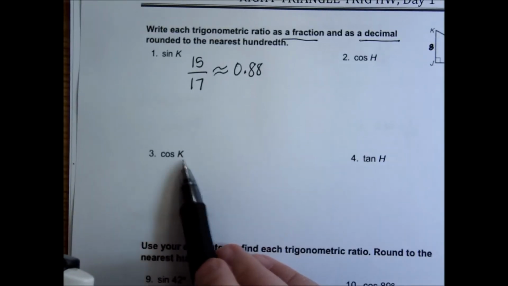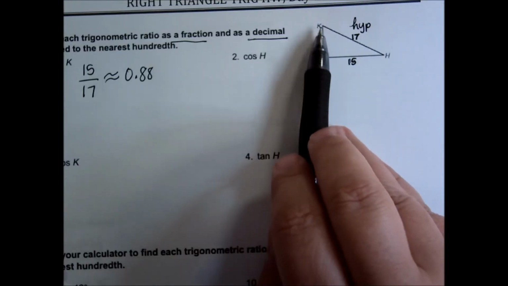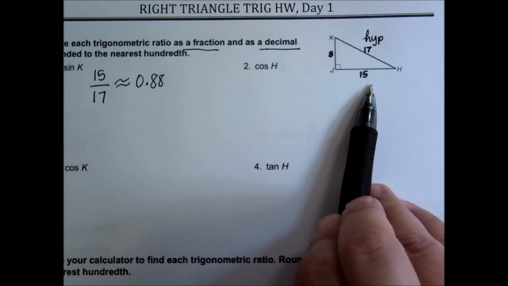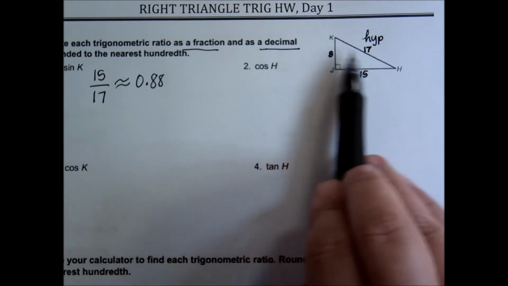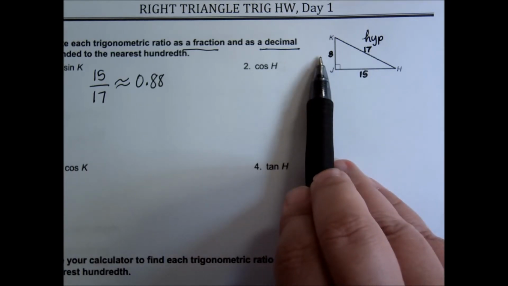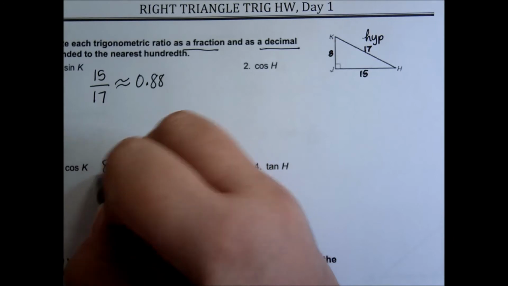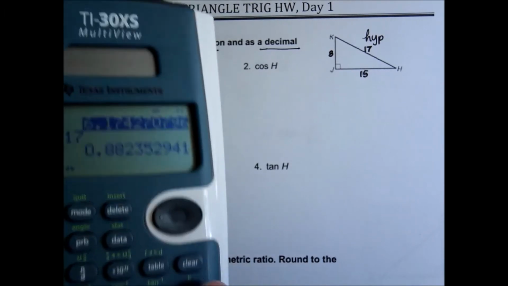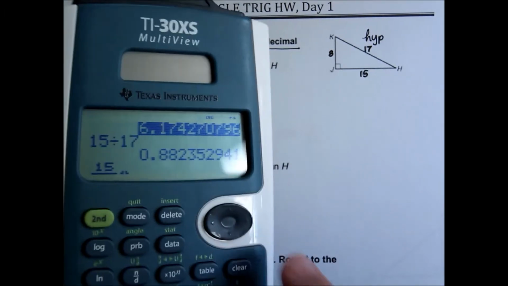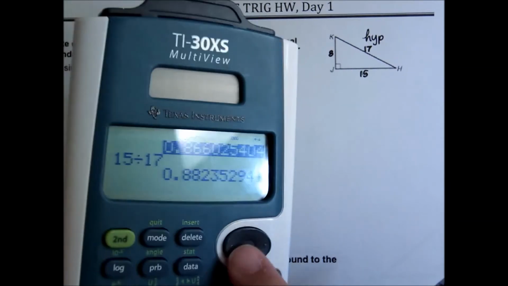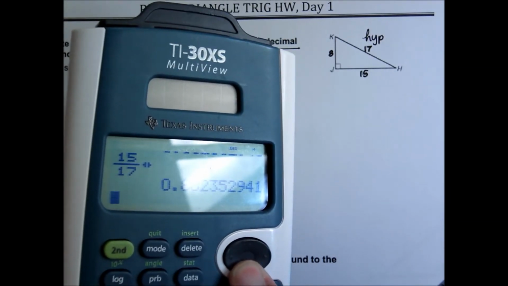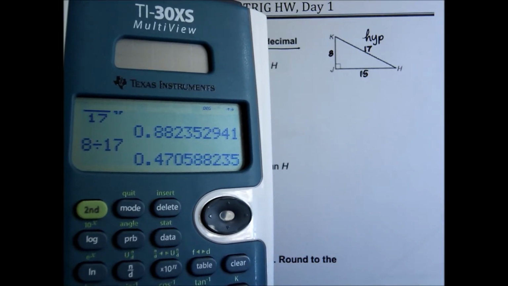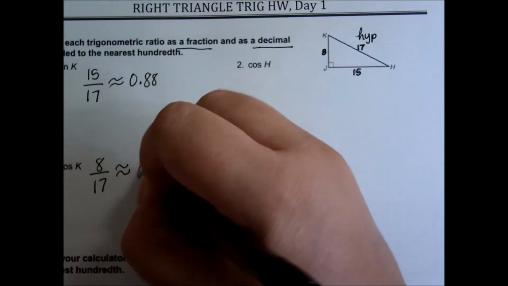So cosine of h, let's not do h yet. Let's do k down here because we were just looking at things from the perspective of k. Remember, from k, this is the adjacent, this is the opposite. Number 3 asks for cosine, which is adjacent over hypotenuse. So the adjacent is 8, the hypotenuse is 17. So 8 over 17 is approximately 8 divided by 17. I get 0.4705. So 0.47.